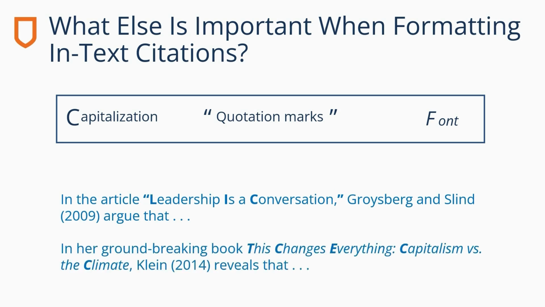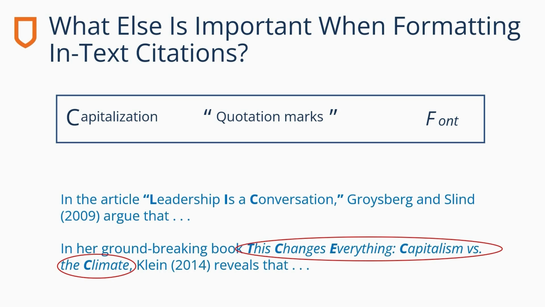Standalone sources like books will also use title case capitalization, as in this example. In her groundbreaking book, This Changes Everything: Capitalism versus the Climate, Klein (2014) reveals that. This will also use title case capitalization for the title, but it's indicated with italics. An odd thing to note here is that APA considers web pages standalone and italicizes them. I don't quite understand that because a web page is part of a website and thus not standalone, but maybe they'll address that in a later revision.